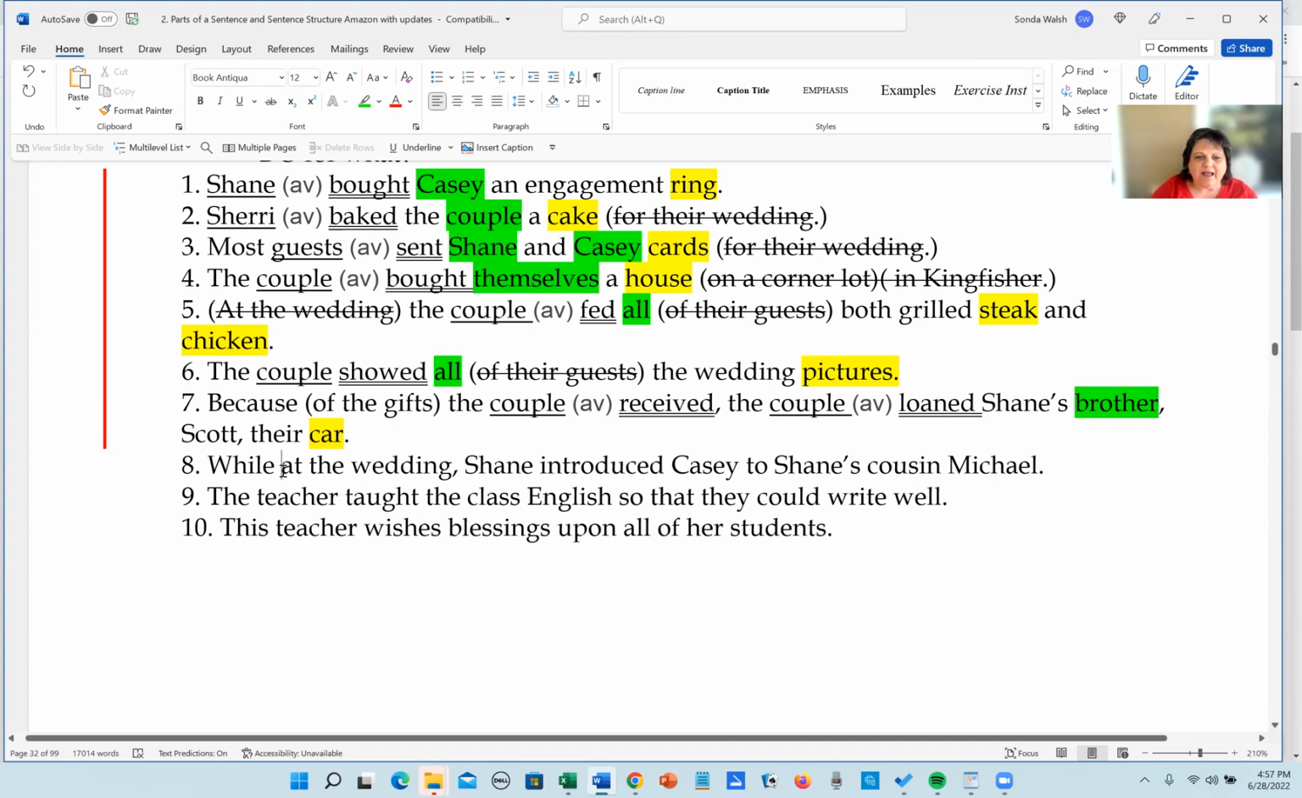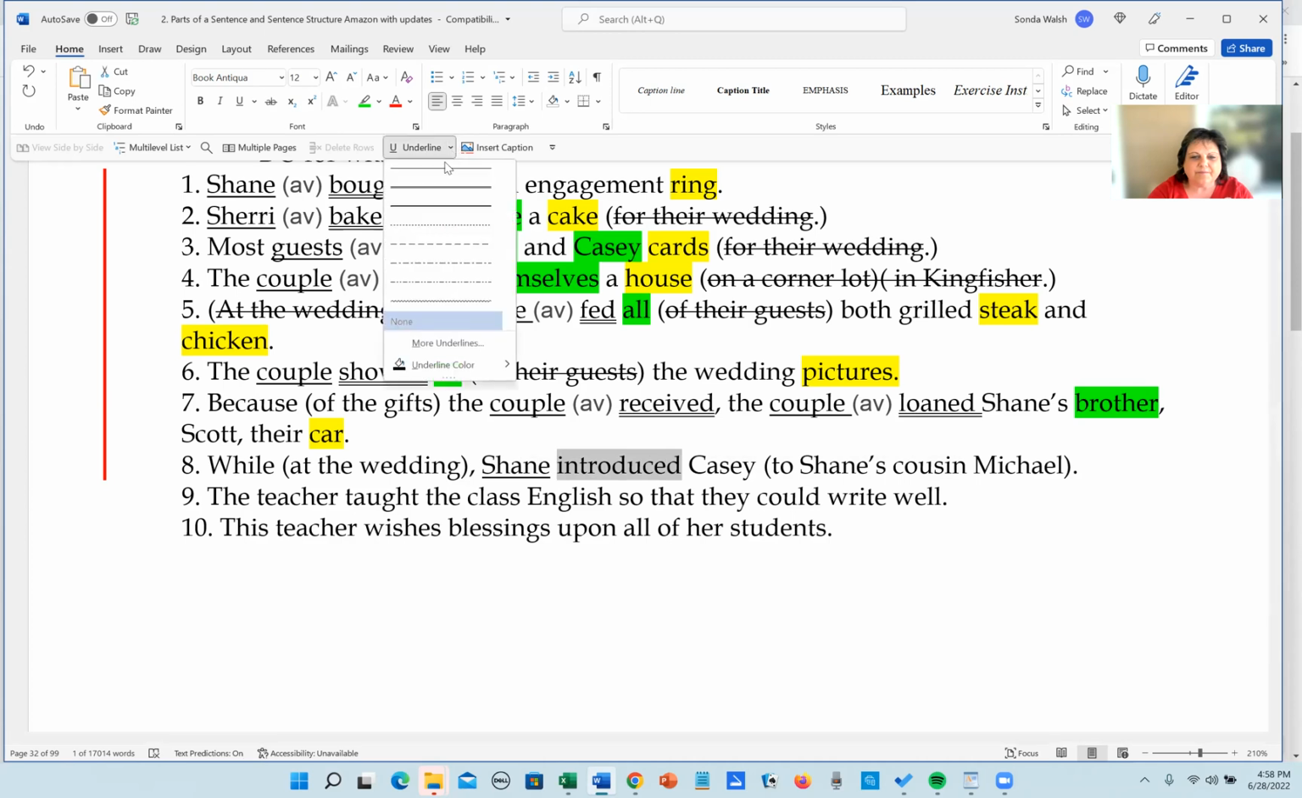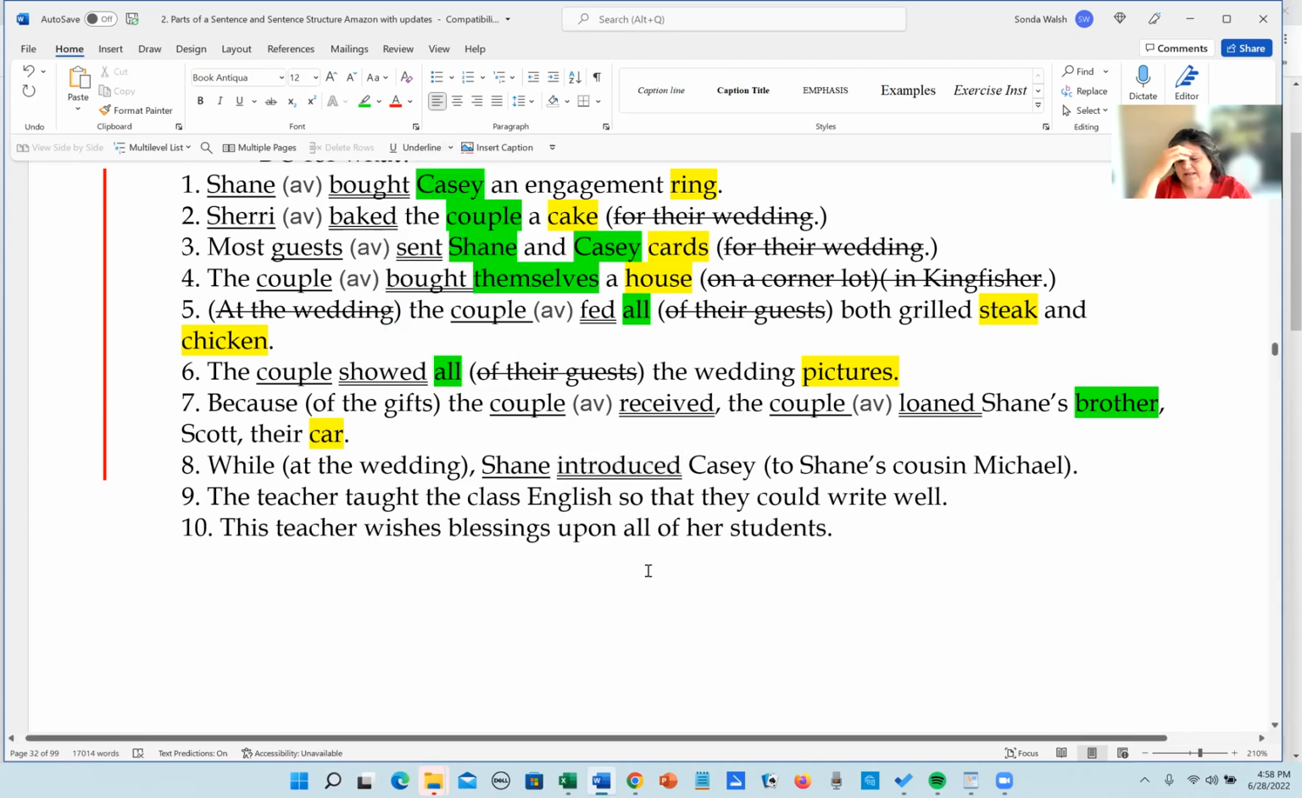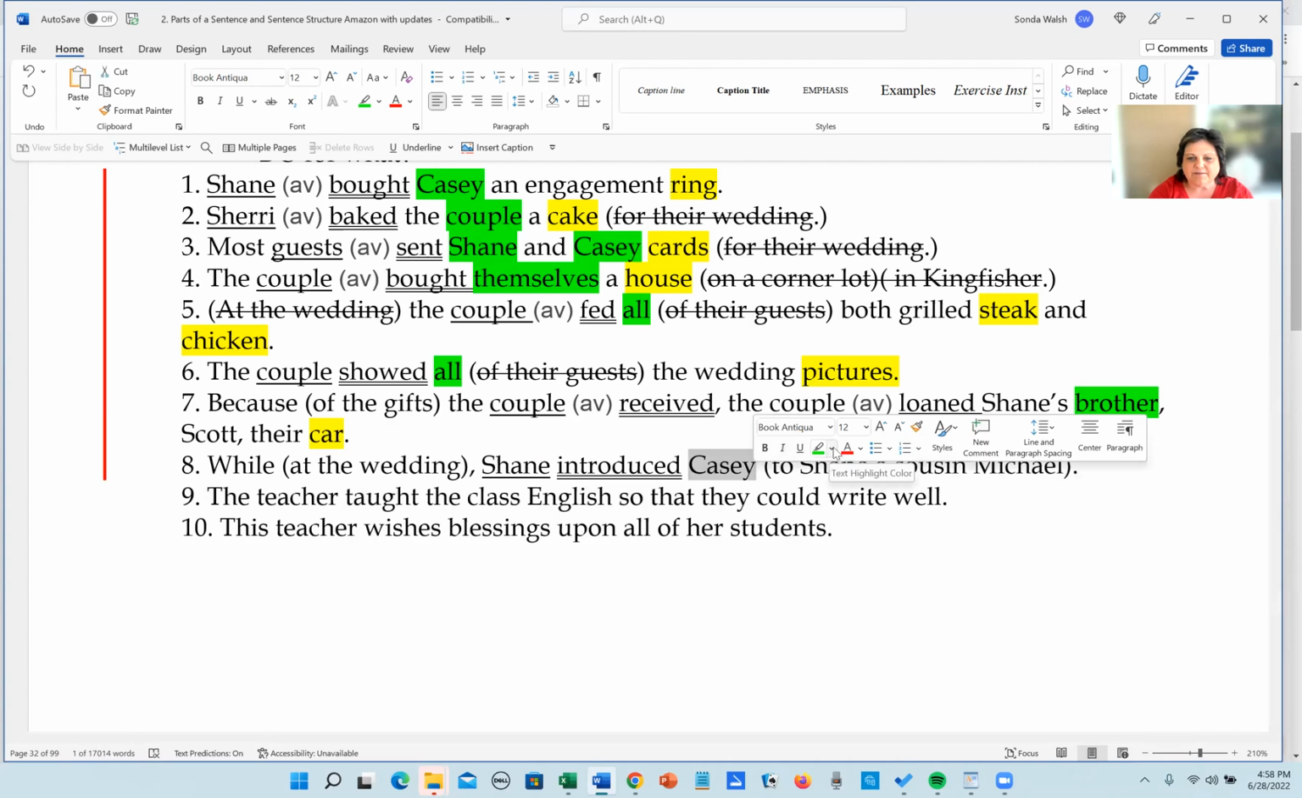All right, number 8, at the wedding is a prepositional phrase. And to Shane's cousin Michael is a prepositional phrase. Okay. All right, now we need to find our subject. Shane is our subject. Underline that 1 time. Shane introduced. Okay. Shane introduced who? Shane introduced what? Shane introduced Casey. Casey is our direct object.